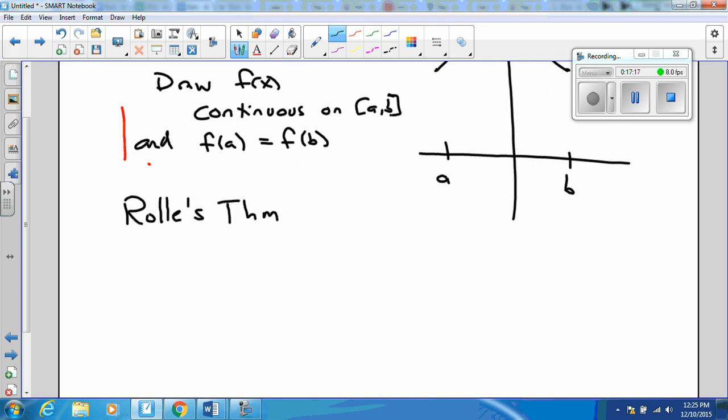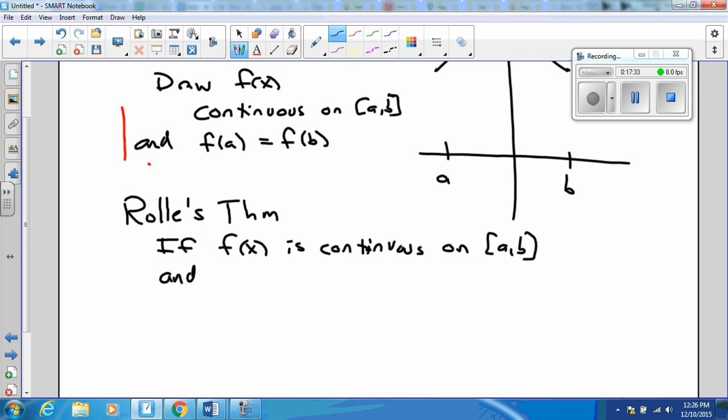Here is Rolle's theorem. There are going to be three conditions we're going to put on f. If f of x is continuous on the interval a to b, and now we're going to require that f be smooth. F prime of x exists, or another way of saying it is f is differentiable.